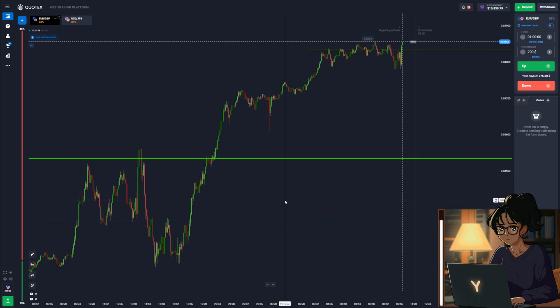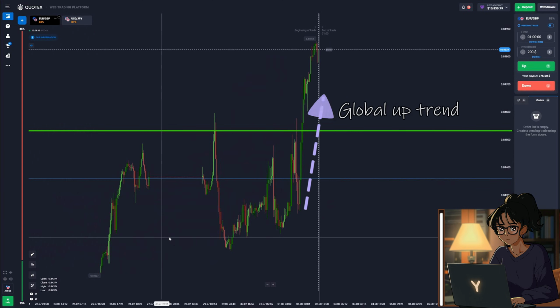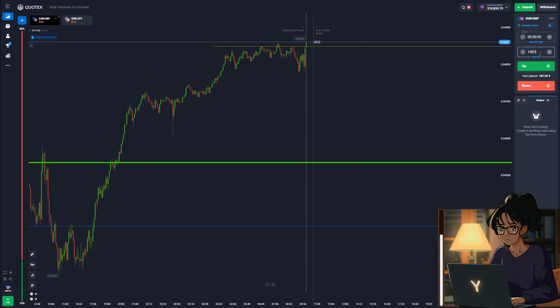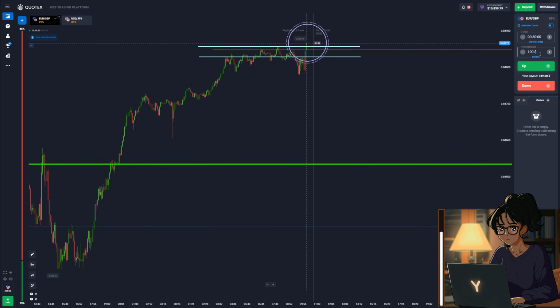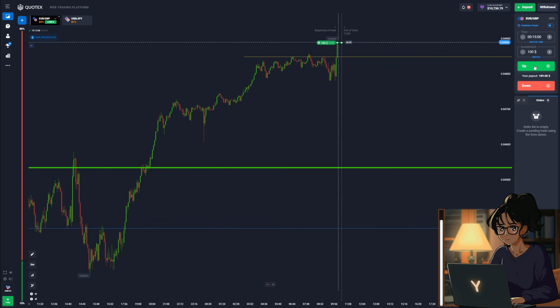If you didn't catch everything, let me quickly recap. We are looking for a long trade because the global trend is upward. We enter the trade after breaking through the resistance zone. The expiration time is chosen considering the volatility. The breakout occurred during a strong volatile movement, so we choose 15 minutes to avoid potential price pullbacks.